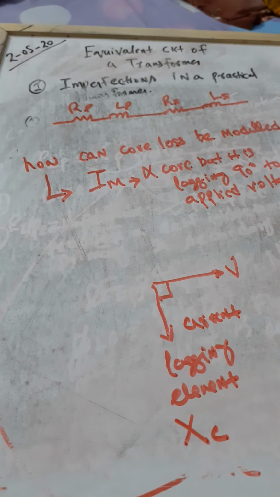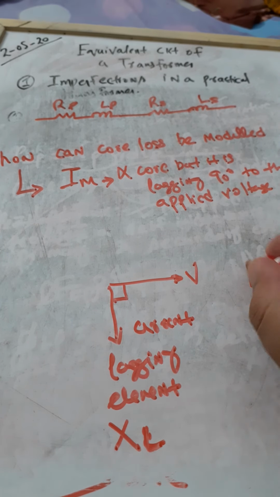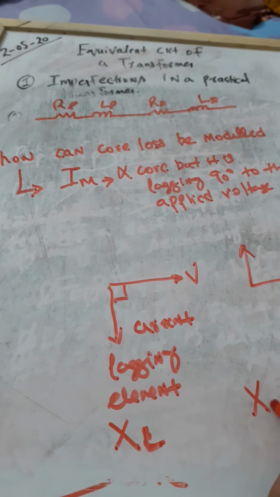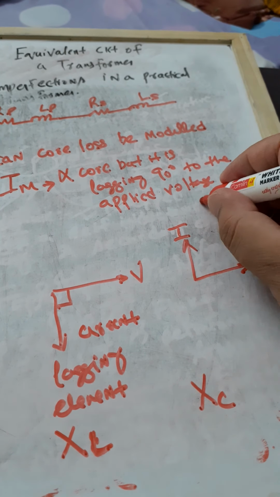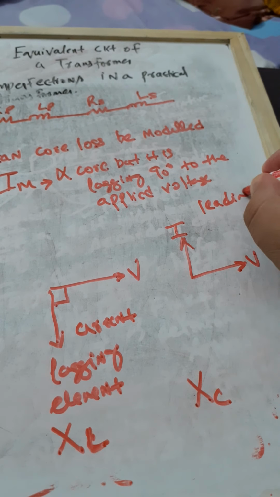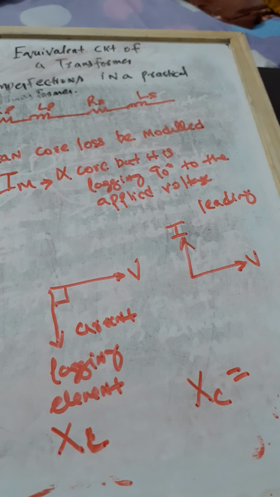Okay, reactance. If you have an XL, you can write XL. And if you have a leading element, that is represented by your capacitive reactance. So this XL is for lagging and this XC is for leading. Now one more thing: the core would not be purely inductive or capacitive in nature. So there is some element of resistance involved.